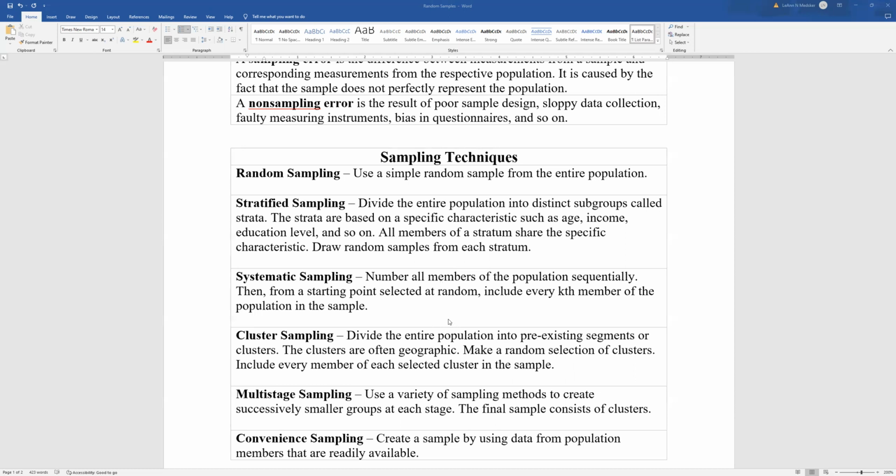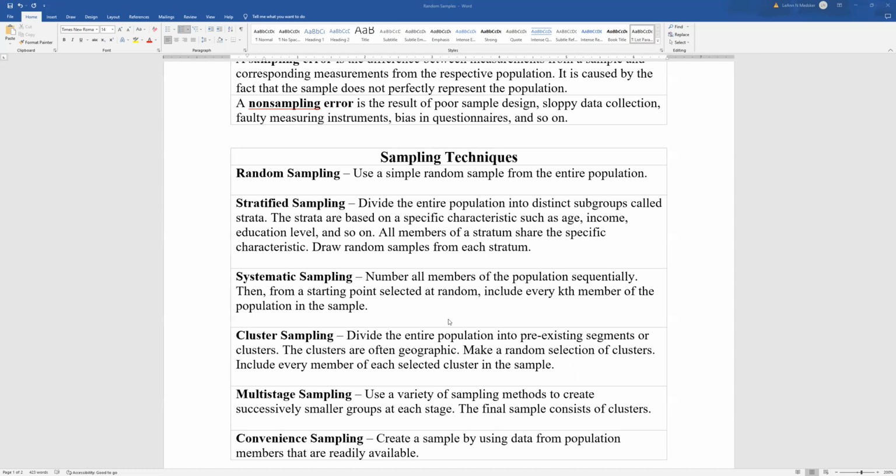Cluster sampling is very often confused by students with stratified sampling. There's a key defining difference between them. In cluster sampling, we divide the entire population into pre-existing segments or clusters. A lot of times these are geographic or regional or something like that. Make a random selection of clusters. So we're randomly selecting which clusters we're going to use. That means some of the clusters may not be used.